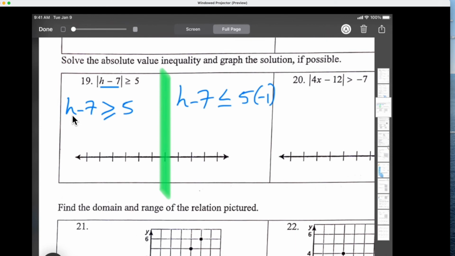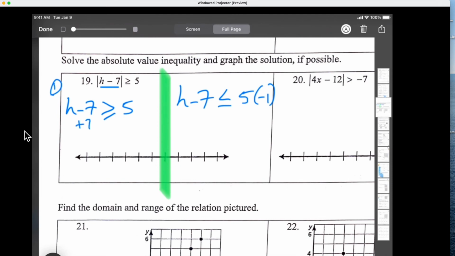We have our absolute value by itself. We create two scenarios. Scenario one is we set the stuff inside the absolute value and we just repeat exactly what we have. Scenario two, we put the stuff from inside the absolute value, we multiply the opposite side by -1, and because this is an inequality, we have to flip the sign. Now we solve these separately.